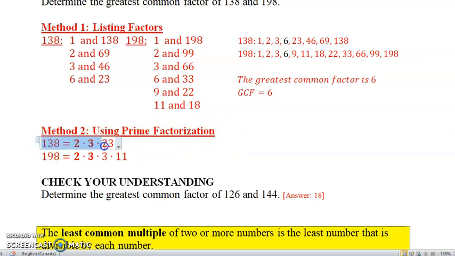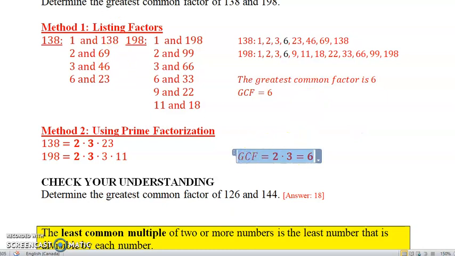So what I did was I did the prime factorization of 138, and it was 2 times 3 times 23. And then I did the prime factorization of 198, which is 2 times 3 times 3 times 11. And any common factors is going to be your GCF. So your GCF is going to equal 2 times 3, which is equal to 6, like we found in the above.